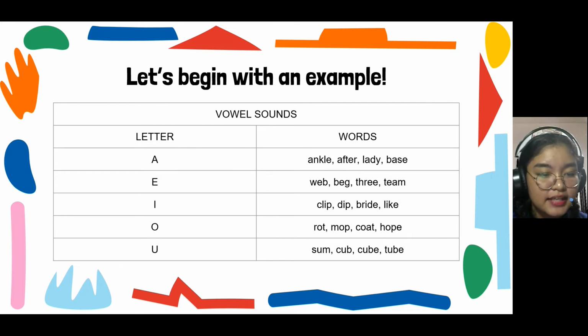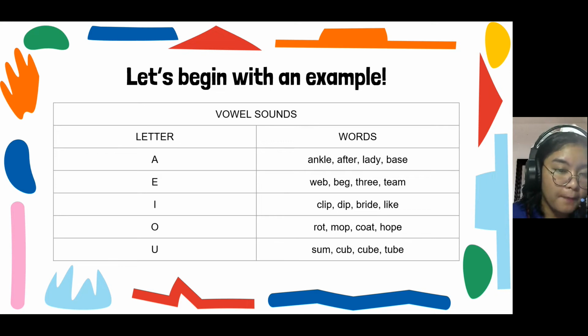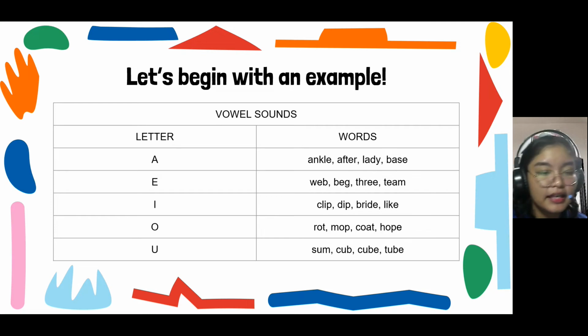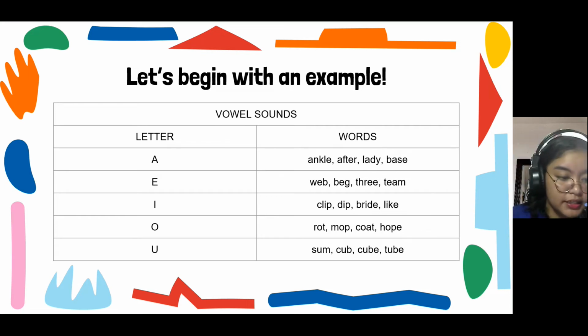like. The next vowel is O. The sound of O is O, for example, rot, mop, coat, and hope. And then the last vowel is U, as in sub, cup, cube, and tube. It is important for children to develop phonemic awareness skills before they are taught about the letters and the sounds they are associated with. It all starts in learning the sound of vowel sounds.